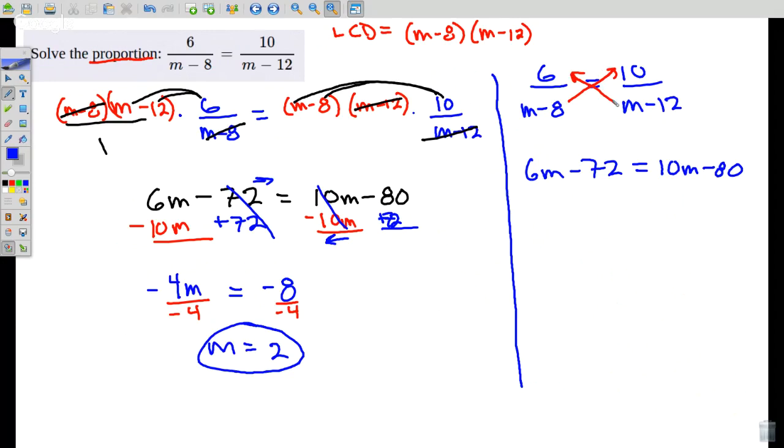Notice the proportion method, cross multiplication, is a little bit less work, but you can't apply it everywhere. It's only a proportion. You have a fraction equals another fraction directly. There can't be anything added or subtracted outside of that, and there can't be multiple fractions on each side. All right, so I'm going to leave it to you to check by plugging that back in and see if it really does work.